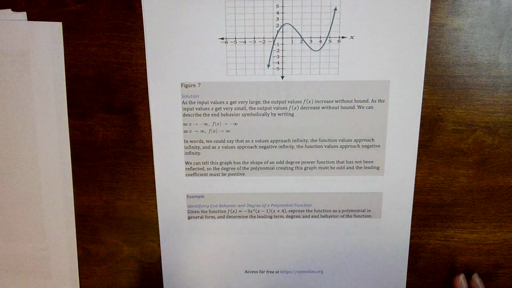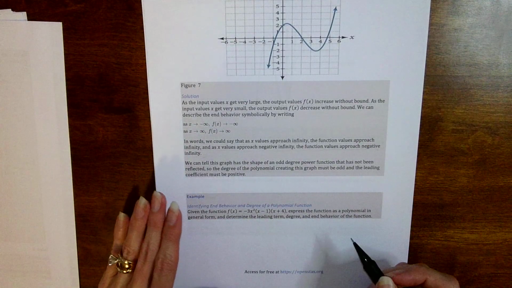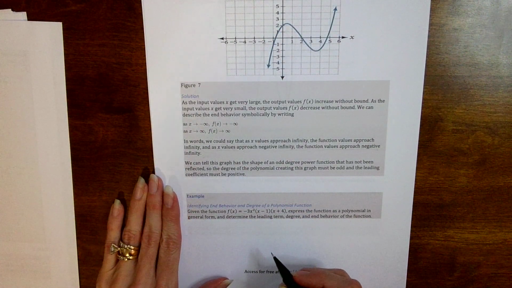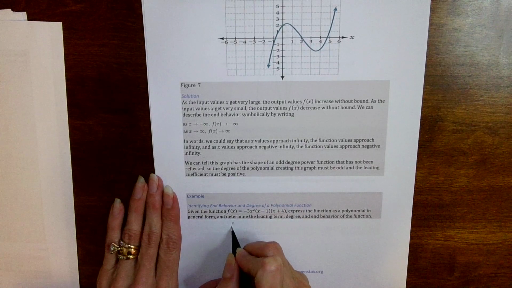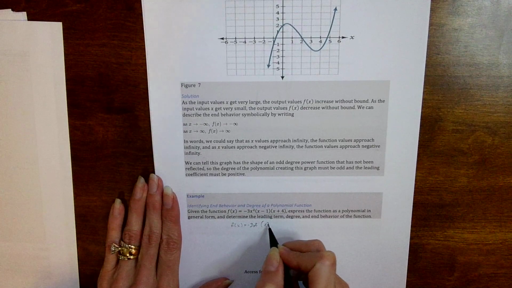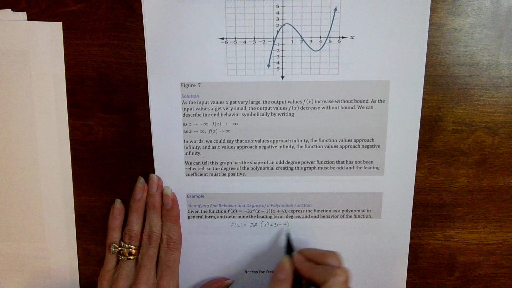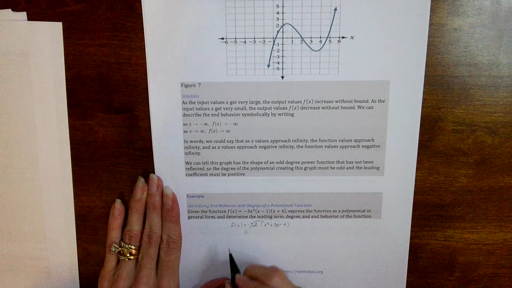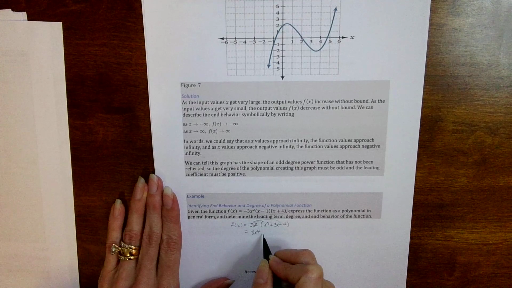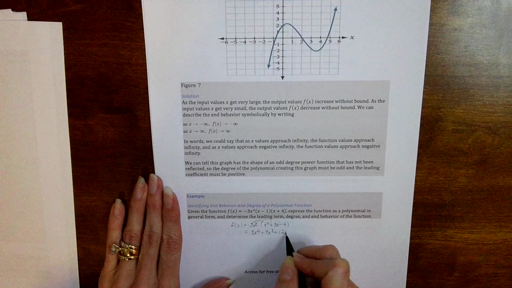So, given this general form of f of x, express the function as a polynomial in general form and determine the leading term, degree, and end behavior of the function. So the first thing I'm going to do is multiply these two together. I get f of x is equal to minus 3x squared, and when I FOIL that, I get x squared plus 3x minus 4. And then I take this into all three, and I get 3x to the 4th plus 9x cubed plus 12x squared.